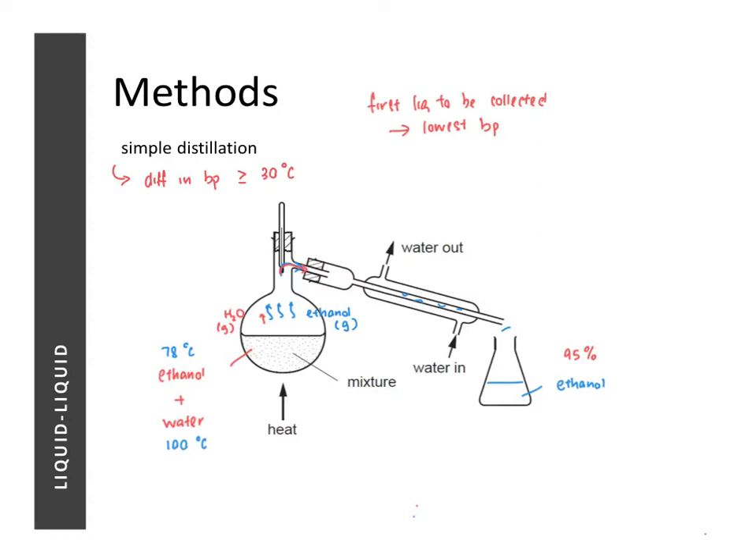However, if you look at ethanol and water, the boiling points are less than 30. So actually, if you use simple distillation, the distillate that you get will not be very pure. In order for us to get pure ethanol or ethanol of higher purity, we need to perform a different method. We need to use a different method called fractional distillation.